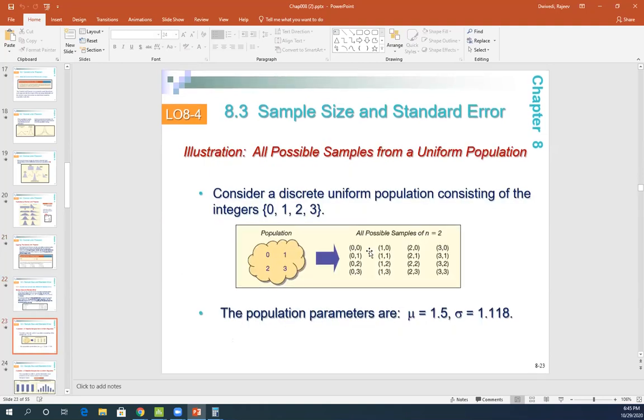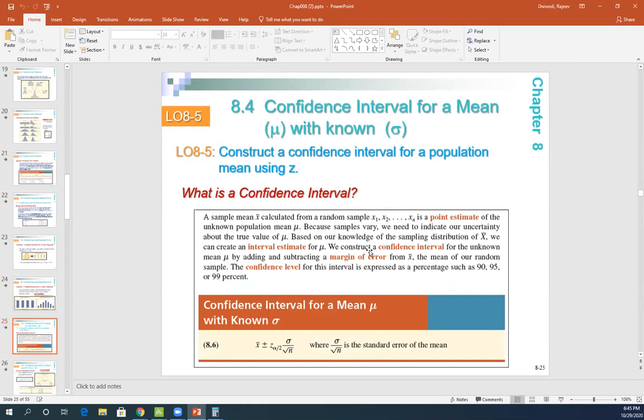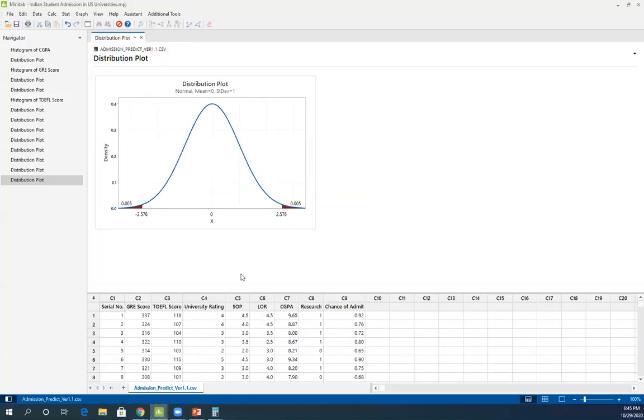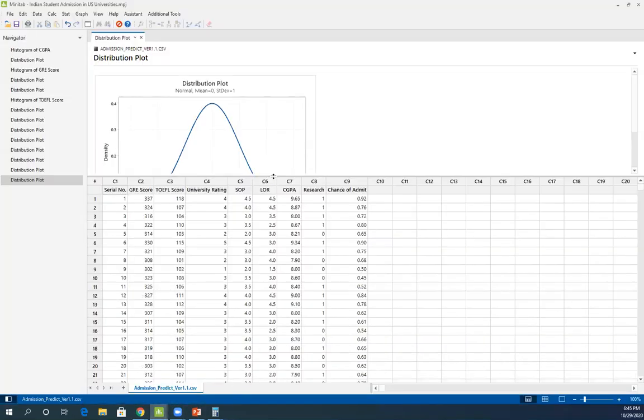So let's say I'm just going to go directly to confidence interval. So x bar. How do we get the confidence interval for a mean mu with known sigma? There are two cases: known sigma and unknown sigma. Now I come to the direct example. This is a practical thing, and real data.